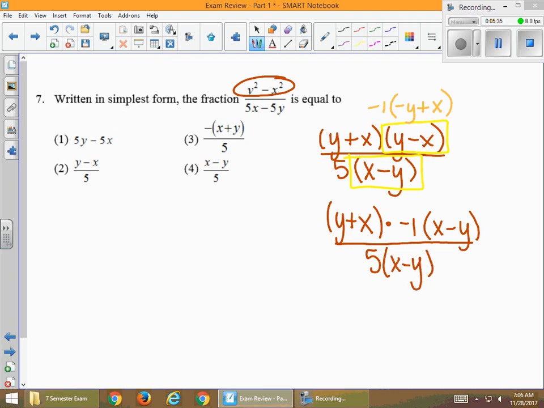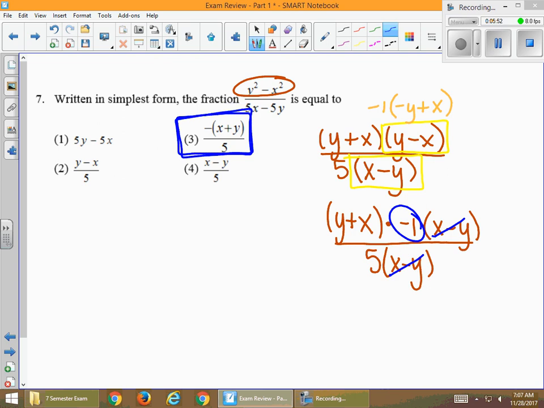Now I can cancel. So I have negative 1 on the top. Y plus x is the same as x plus y, and just a 5 in the denominator. Beautiful.